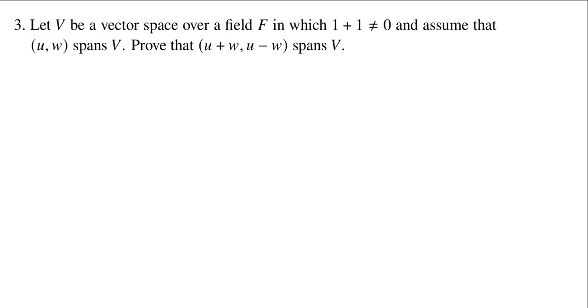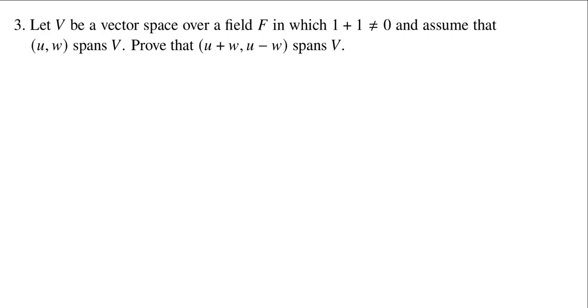at Cal State Fullerton. In this problem, we're given a vector space V over a field F in which 1 plus 1 does not equal 0. That's kind of a strange looking condition, but this is going to rule out what are called fields of characteristic 2. And we're going to assume that a list u, w spans the vector space V. And we want to prove then that the modified list u plus w, comma u minus w, also spans V.